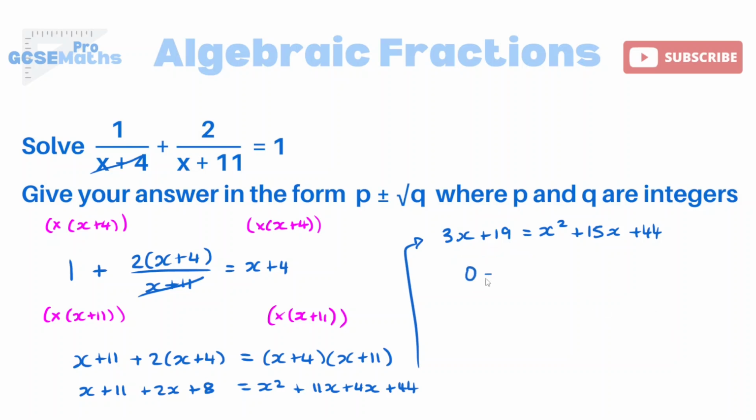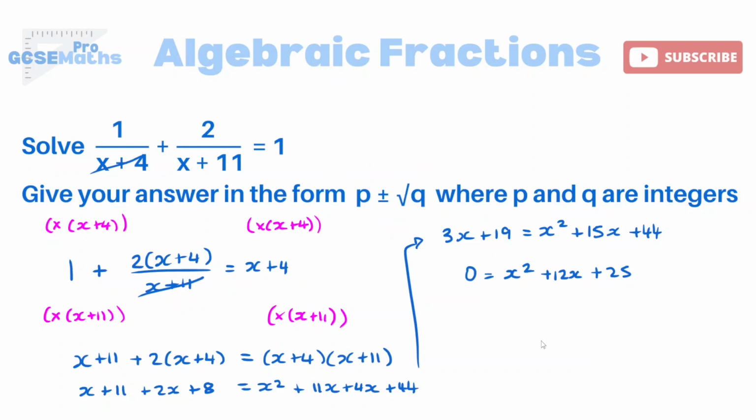So we get 0 equals x squared, 15x take away 3x is 12x, and 44 take away 19 is 25. Now, you could try and factorise that, because normally with quadratics we do try and factorise first, don't we? But because they've told me this, I already know that I can't factorise it. I'm not going to get a root. Like, if I can factorise, they should all be whole numbers. Where does this root come from? So I know I can't factorise.